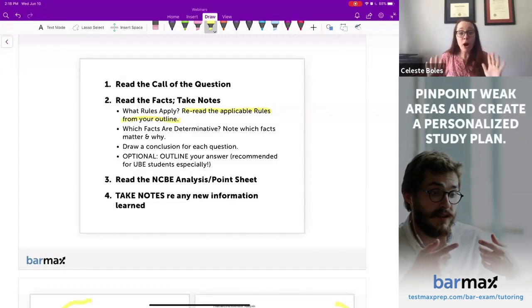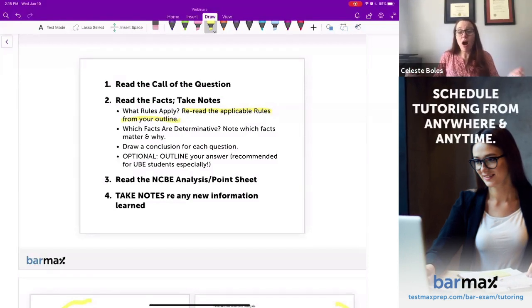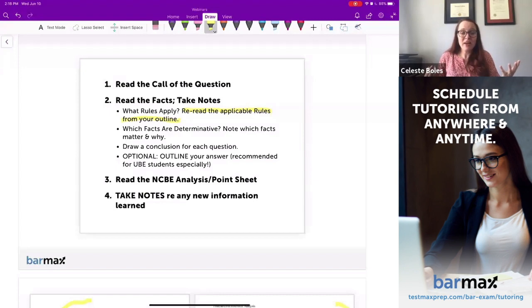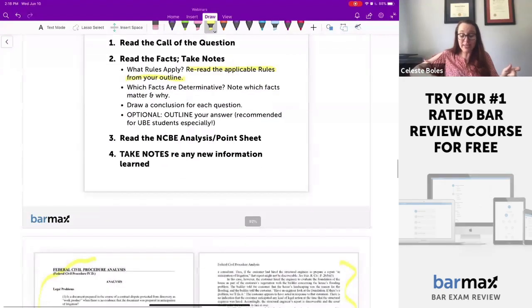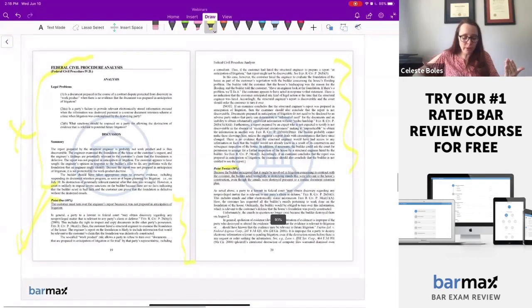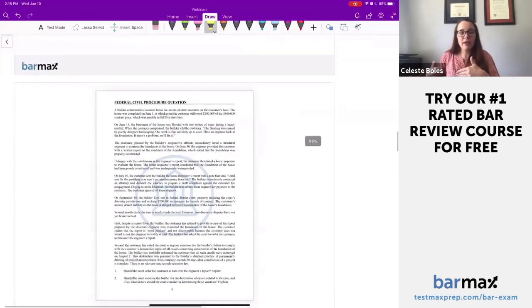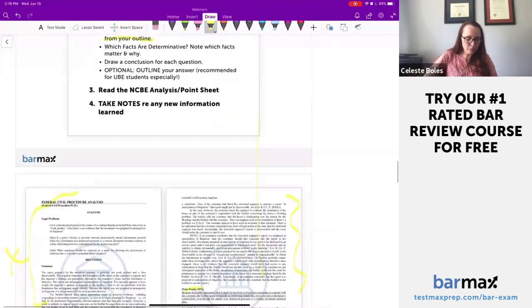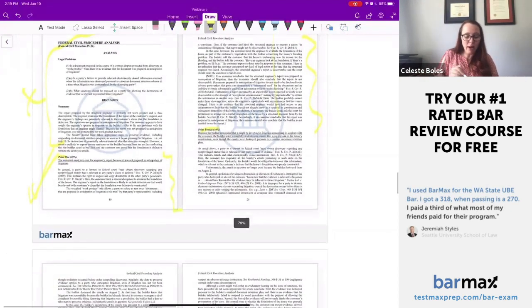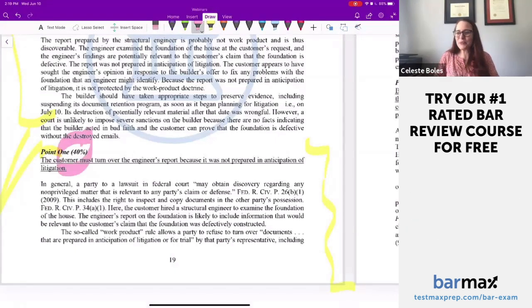Now, again, if you're a BarMax UBE student, all of those essays and explanations are included in your welcome packet. You'll look under model answers and then pick point sheets. And the point sheet is this, okay? When you pick point sheet, it gives you the question, so this page here, and then the NCBE analysis or explanation, which we call the point sheet, because it also divides the percentage points that they recommend the graders allocate to each issue, okay?